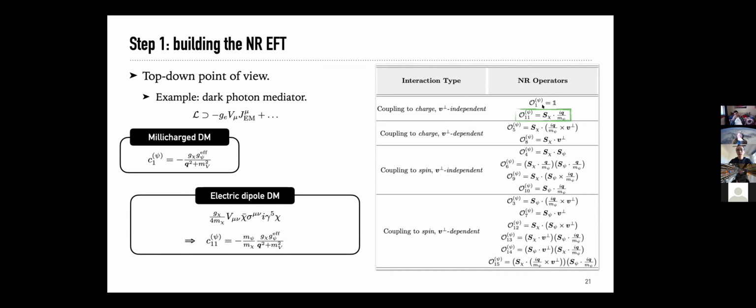And finally, we consider an anapole dark matter model. And here is yet a different set of non-relativistic operators that are generated.